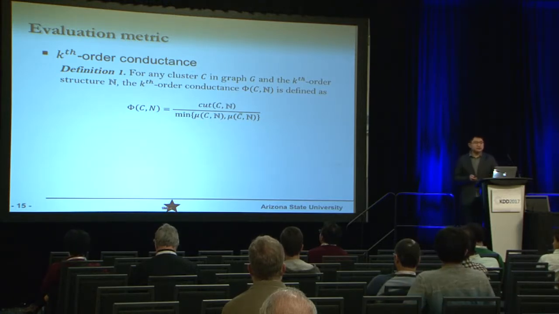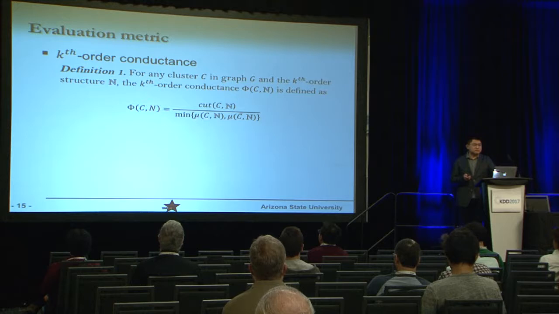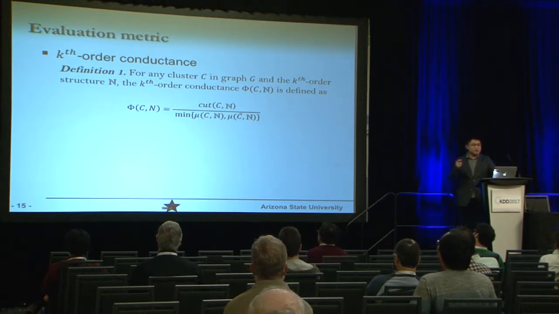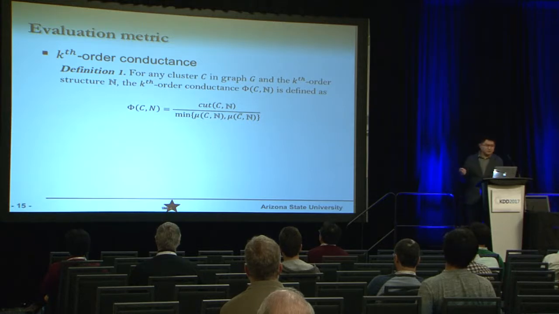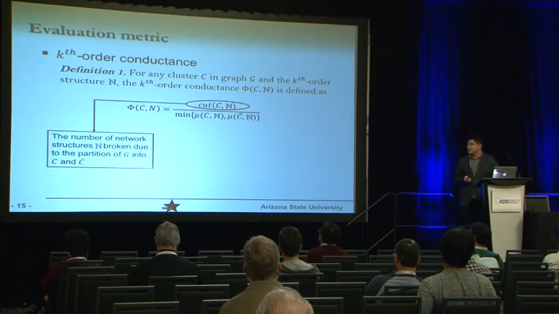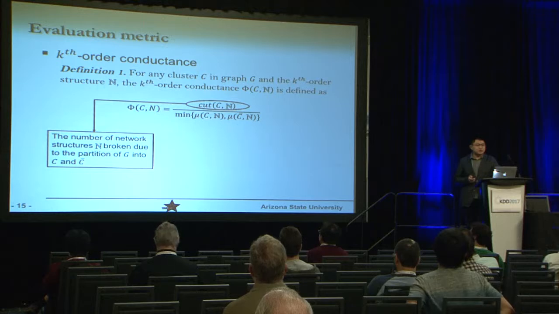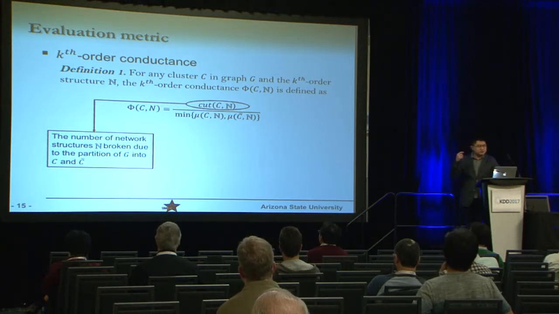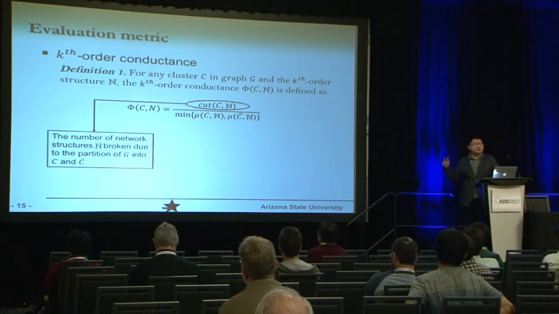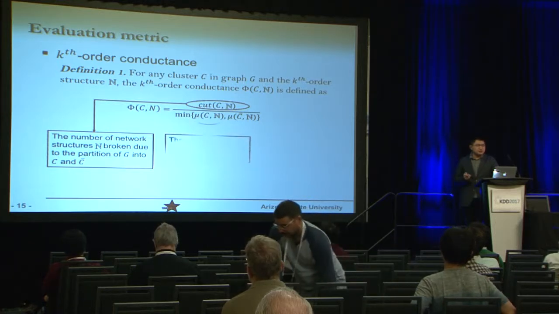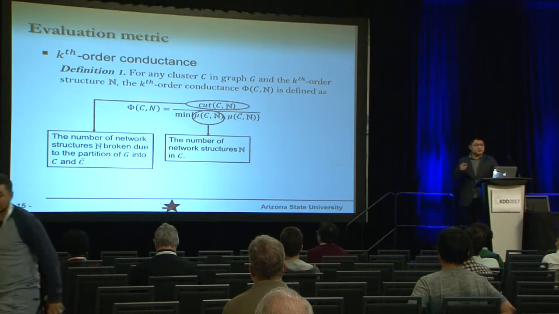So, the k-th order conductance. For any cluster C on a graph G and the user-defined structure N, the corresponding k-th order conductance is defined in this equation. In the numerator, it indicates the number of network structures N destroyed due to the partition of the graph G into C and C bar, where C bar is the complementary set.